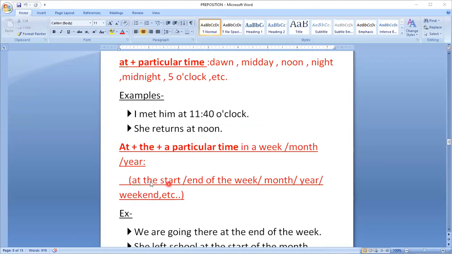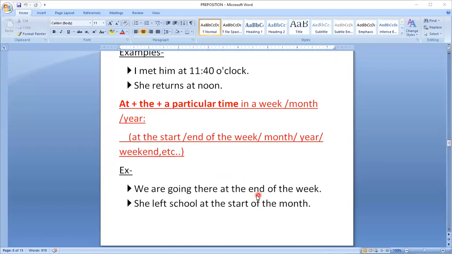Now another main thing is that we use the preposition at for the start and the end. When we write a sentence about the end of the week, the end of the month, or the end of the year, we can use the at preposition. Okay, let's understand from the example.